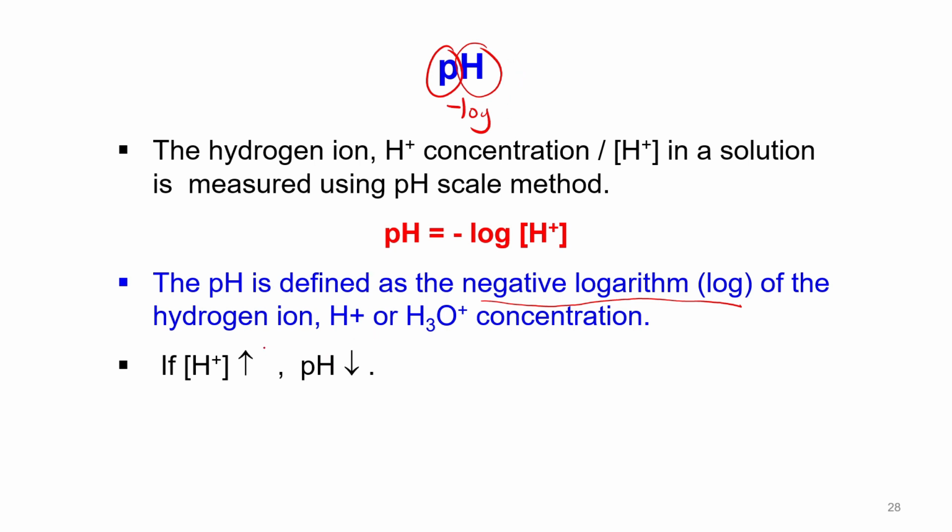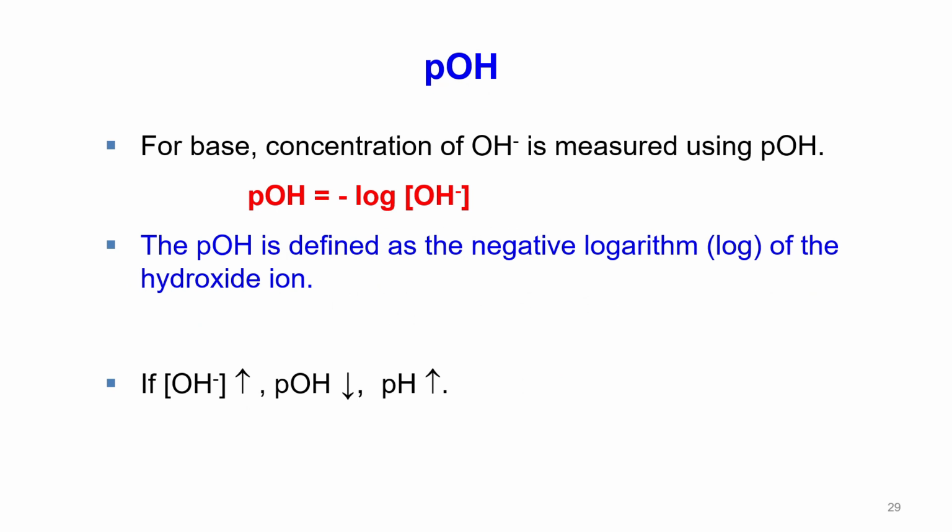So this is the definition for pH. When we have a higher concentration of H plus, meaning the acid is concentrated, we have a lower value of pH. That's why a strong acid has a low pH, like 1. pH and concentration of H plus are inversely proportional. So for pOH, P means negative log, so OH refers to the concentration of OH minus.